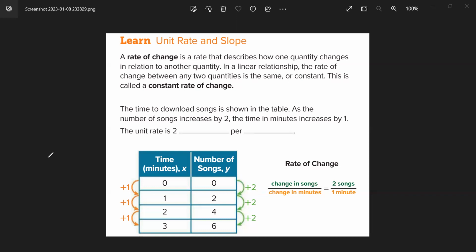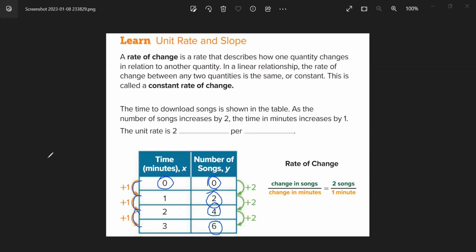the time to download songs is shown in the table. So if I don't download any song, I won't need any time, right? As the number of songs increases by 2, the time in minutes increases by 1. So when I don't download any songs, right here, I don't spend any time. But in 1 minute, I will download 2 songs. In 2 minutes, I will download 4 songs. And in 3 minutes, I will download 6 songs.